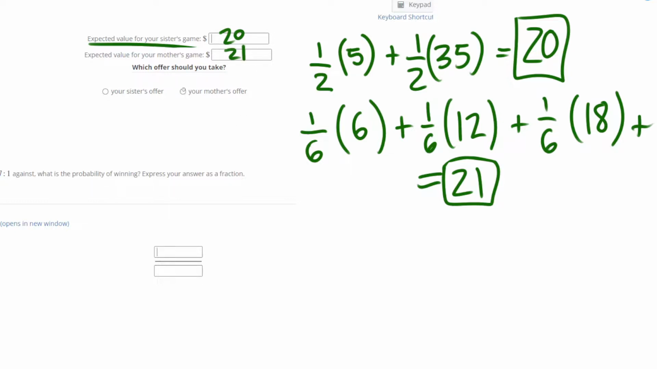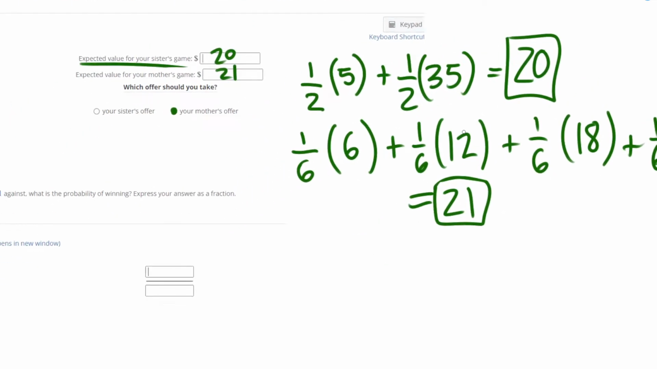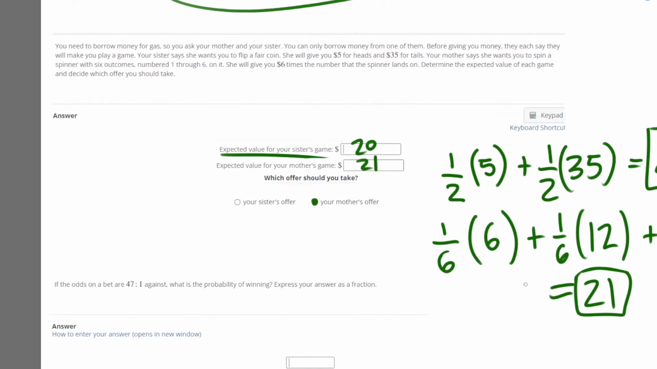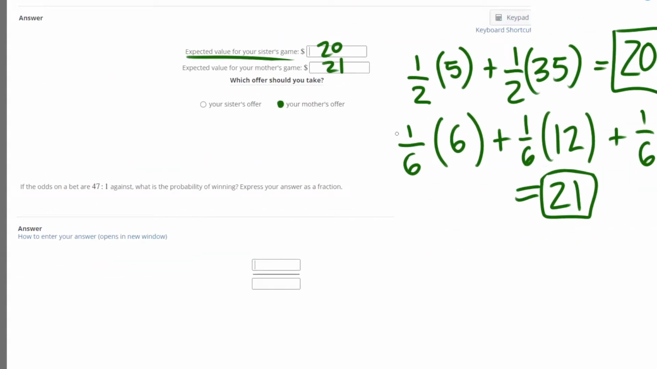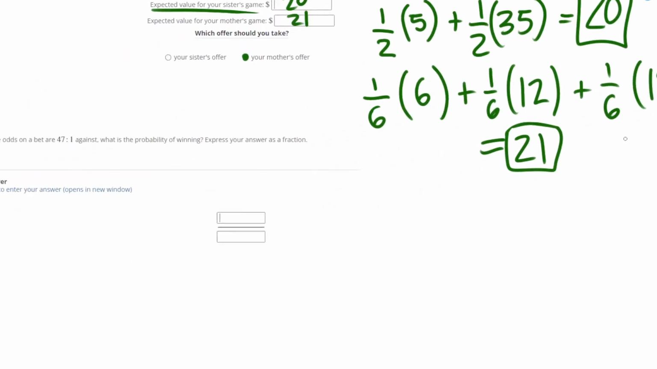So we want to take our mom's offer, even though, even if we didn't think about expected value, to be fair, whatever we get in our mom's game, we get more money. But it doesn't matter, because there are some where maybe it starts with 3 instead. So there's a chance.